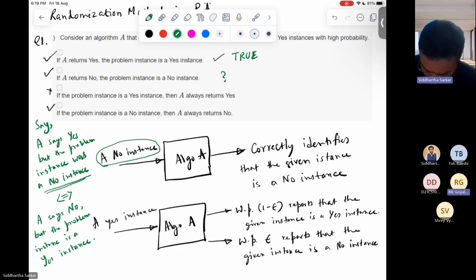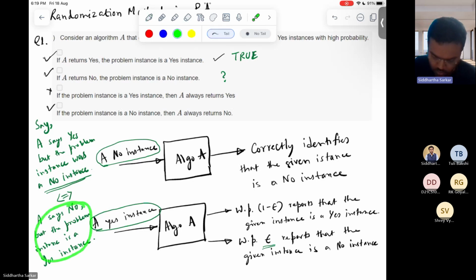So if you have a yes instance, there is no guarantee the algorithm is going to say yes, but with high probability it will say yes. But there is a small probability epsilon with which it might say that it's a no instance. So we are not able to derive a contradiction. Then how shall we prove that this is a true instance?